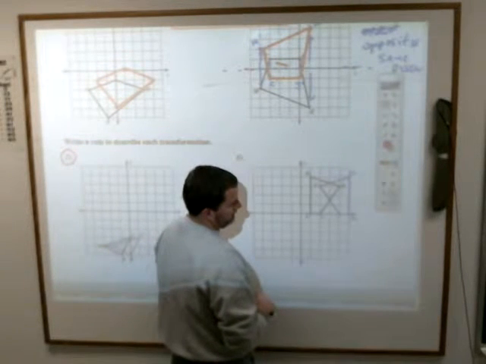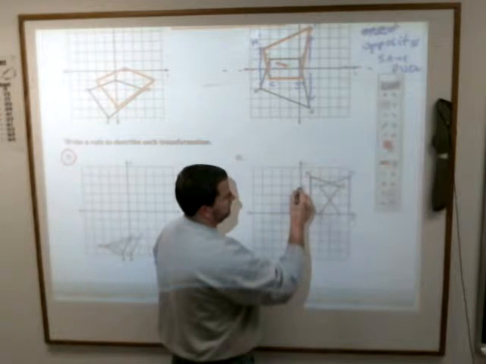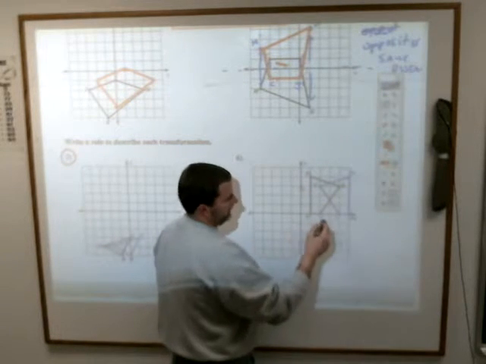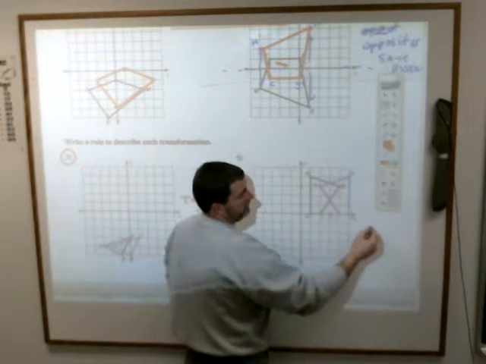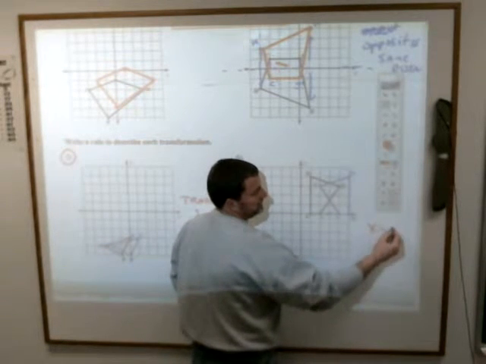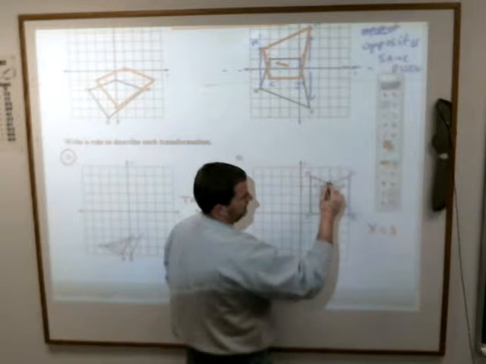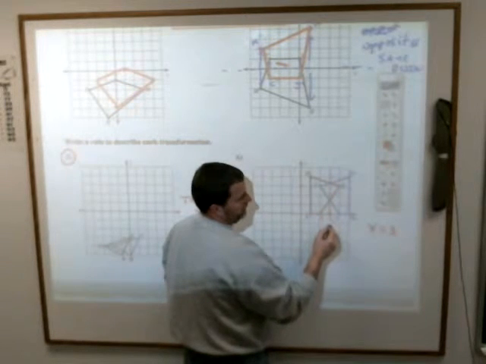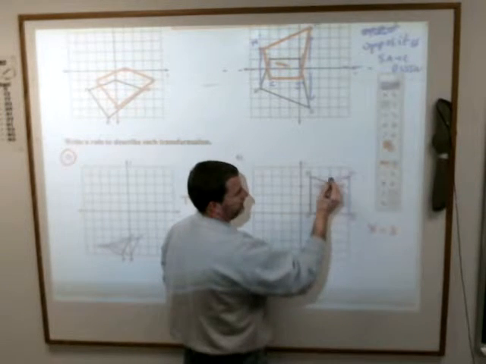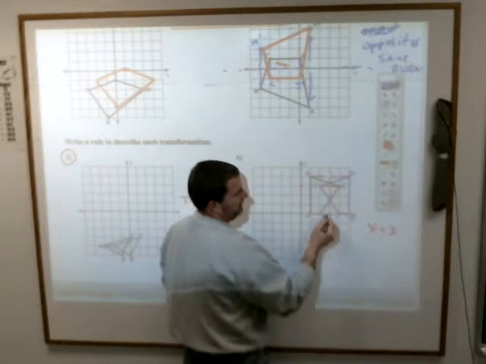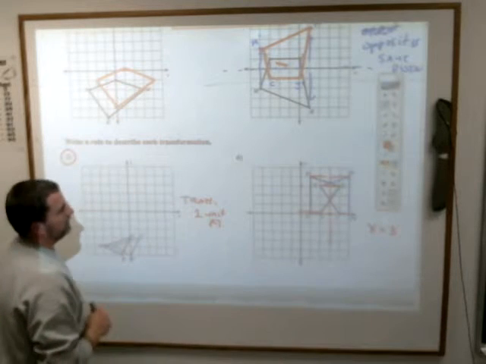0, 3. 0, 3 is right here. 3, 0. Okay, 3, 0, because actually it would be reflected around where x equals 3, because x is 3 all the way through here. That is where the reflection is, because it's halfway this way, halfway that way, halfway this way, halfway that way. That would be it here.